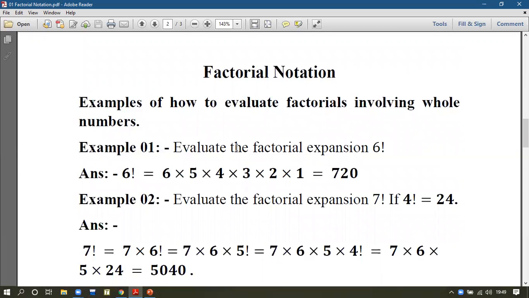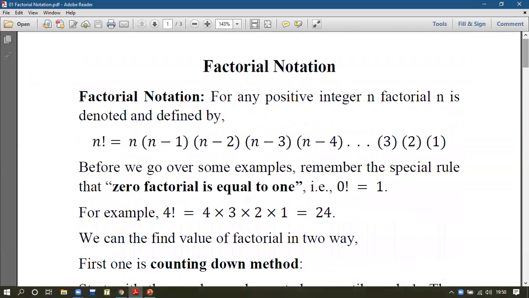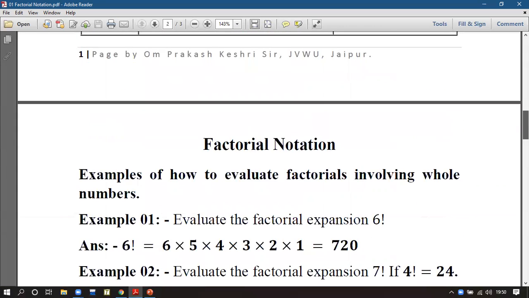That means factorial 1, factorial 2, factorial 3, factorial 0, and only for positive integers, not negative integers. This must be remembered because in the definition, for any positive integer n, factorial n is defined as n into n minus 1 into n minus 2 and so on, up to 1. Now, I will show some more examples of these things.